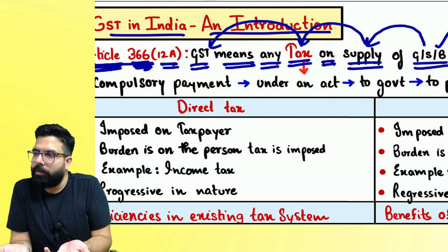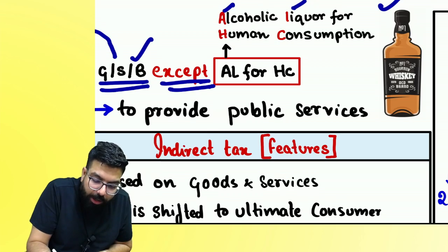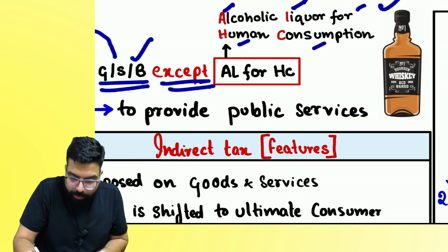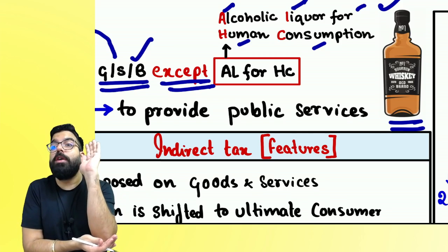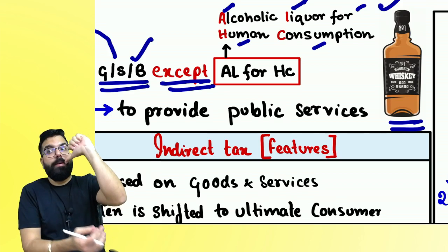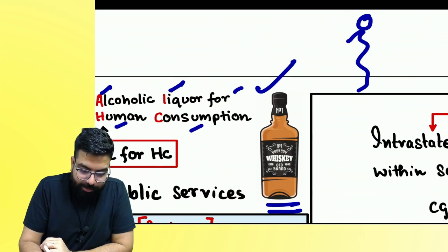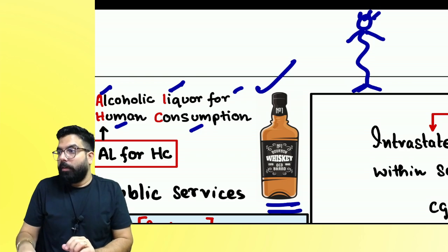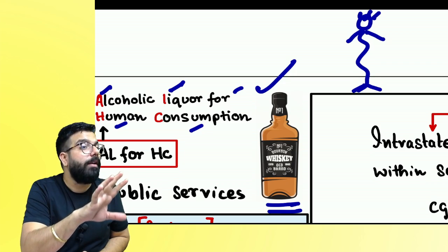You already know this. But they are telling that it will not come on alcoholic liquor for human consumption. Whiskey and all, this alcoholic liquor for human consumption. What do you mean by alcoholic liquor for human consumption? Drink alcoholic liquor, and when one person becomes like this, moving here and there. Correct, everyone? Yes or no? After drinking, going here and there. So, alcoholic liquor for human consumption.